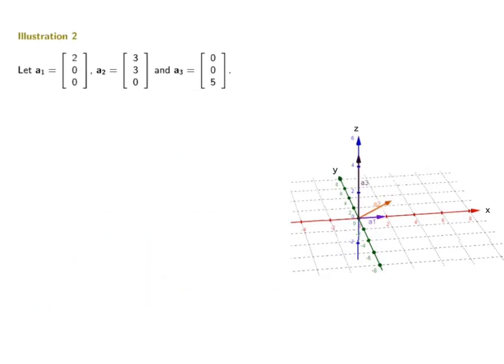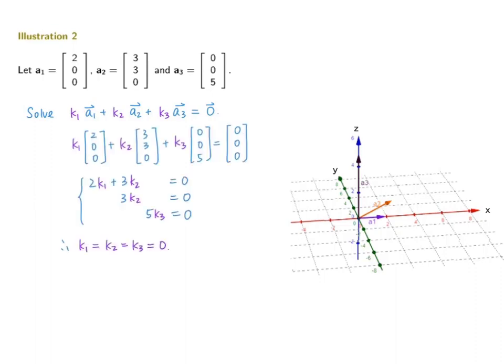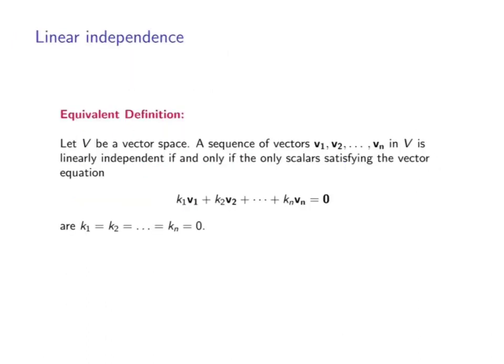What about the vectors from illustration 2? How do we express the zero vector as a linear combination of A1, A2, and A3? We solve this vector equation for the scalars K1, K2, and K3. It turns out that K1, K2, and K3 must be all zero. It means if the helicam leaves the origin, we must pick it as somewhere else.